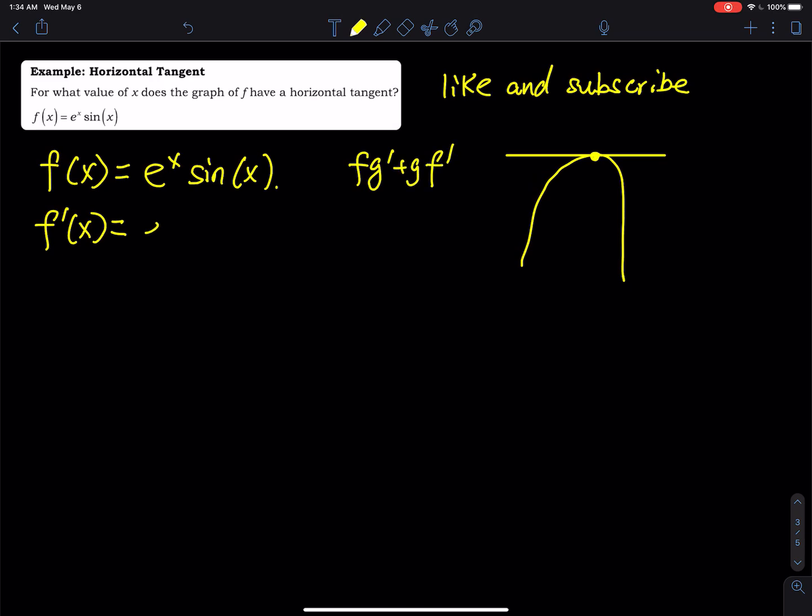So this is e to the x times the derivative of sine, which is cosine, and then plus function g times the derivative of f, which is still e to the x. It doesn't matter how many times you take the derivative.